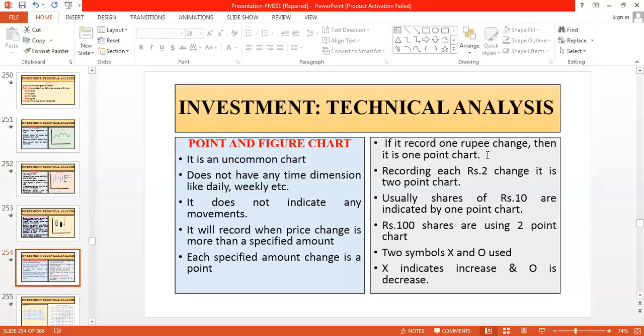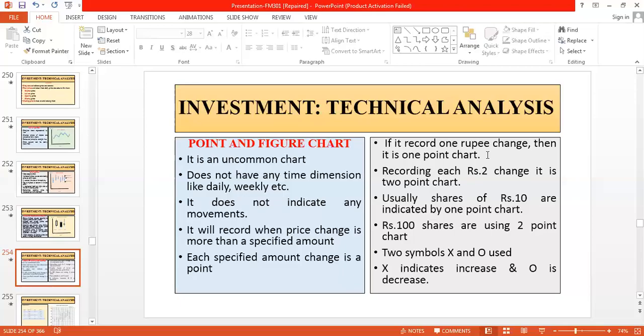Recording of each 2 rupee change is a 2 point chart. Similarly, recording of 10 rupees change, in that case, 10 rupees is 1 point. So in case of a 100 rupee share, we are normally using a 2 point chart. In case of a 10 rupee share, we usually use a 1 point chart.